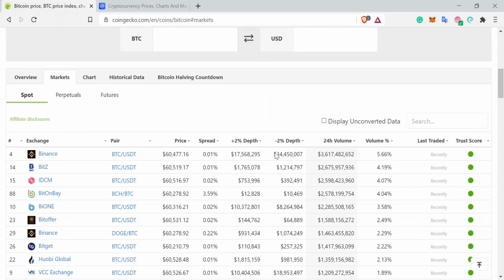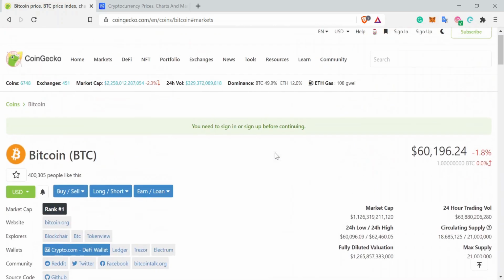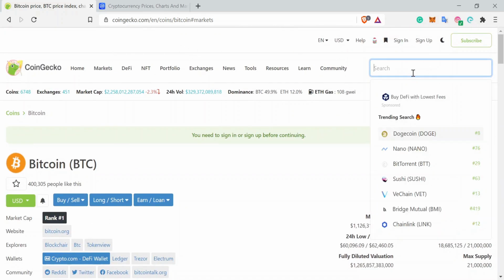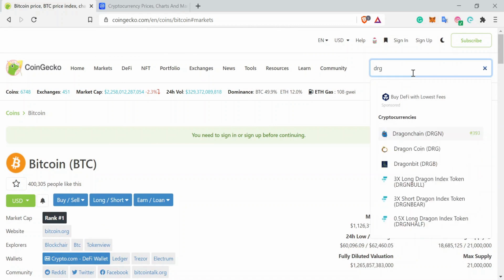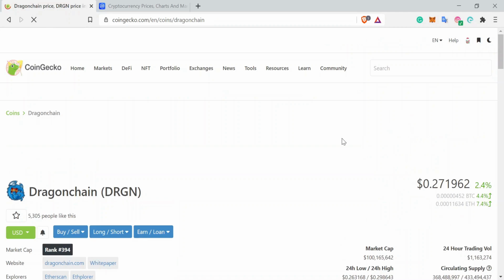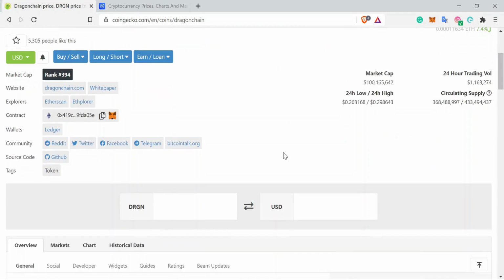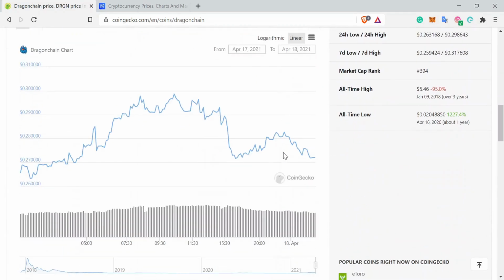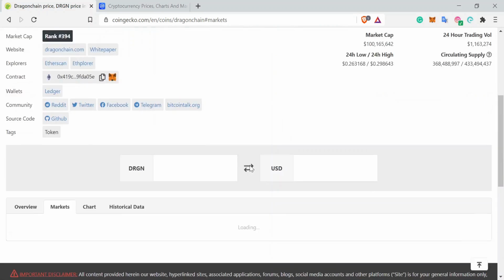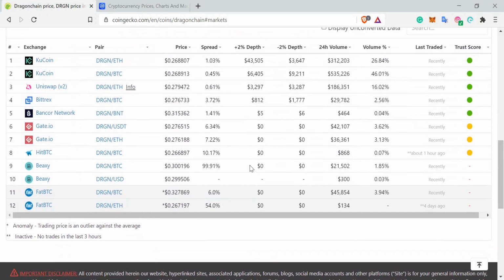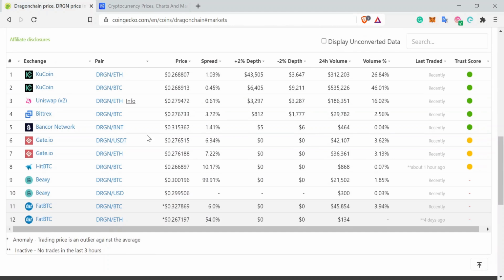Okay, so let's look at a token that isn't supported everywhere. One of the tokens that I'm supporting at the moment, and I've supported for a very long time, is called Dragon Chain, and it is not listed anywhere near the amount of exchanges that Bitcoin is listed on. So let's have a look here. Okay, so we're only listed on 12 exchanges in total.